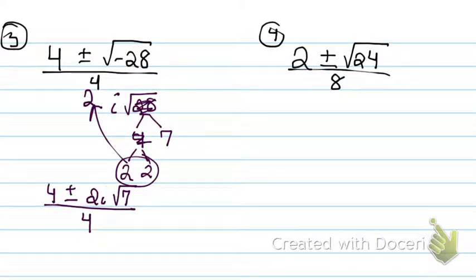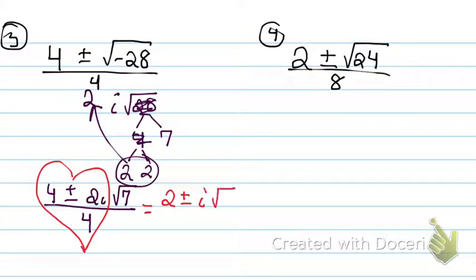So, since the number that was under the square root was not a perfect square, I will have 3 parts of my heart. So I'm going to draw a heart around the 3 numbers that are not under the square root. Then I'll ask myself, what number can divide into all 3 of them? 2 can. So 4 divided by 2 will equal 2. Bring my plus and minus down. And then 2i divided by 2 will give me just 1i. Bring down my square root of 7. And then 4 divided by 2 will give me 2. And that's it.